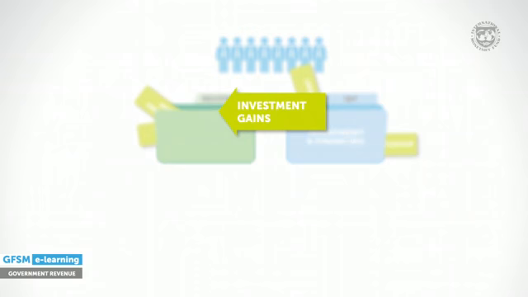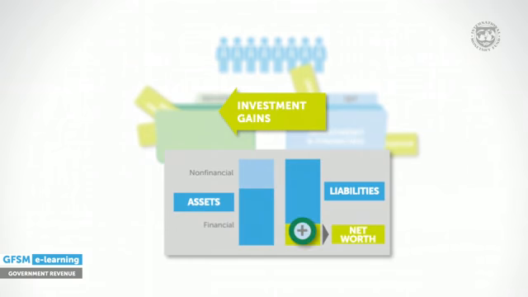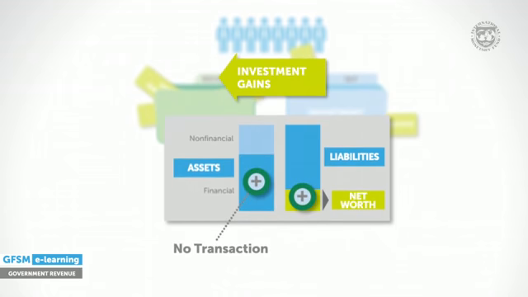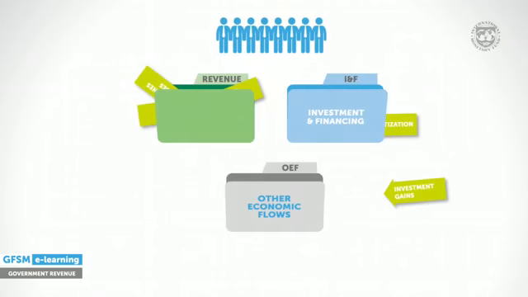Finally, we have the investment gains following a stock market boom. Net worth has increased because of holding gains in the equity. However, as long as the assets are not sold, no transactions take place, no revenue is recorded. Now, suppose the government sells these equity holdings and creates a cash inflow. Still no revenue is recorded because one asset is exchanged for another. However, the holding gain will be recorded elsewhere as an other economic flow.